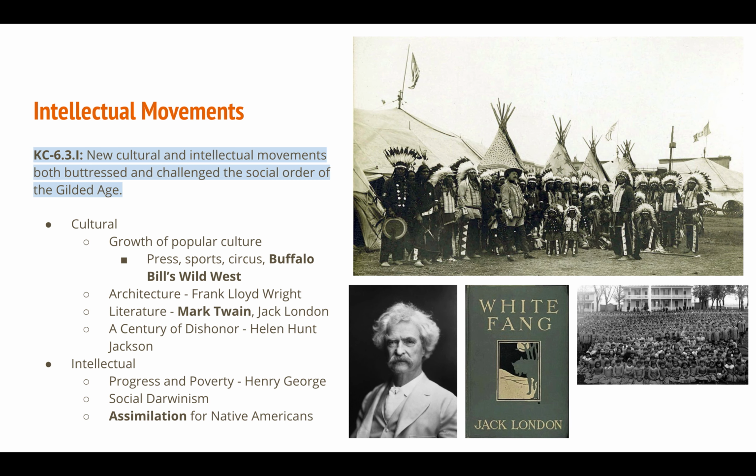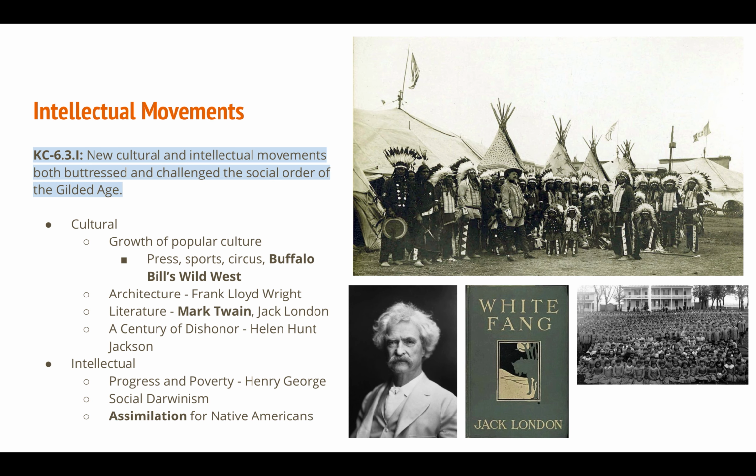So in intellectual movements, we have Progress and Poverty, written by Henry George. That was a book talking about how the cities and the way the current system was only going to lead to poverty for those who were at the very bottom. With social Darwinism, we talked about Herbert Spencer applying the ideas of Charles Darwin to people. And finally, the assimilation movement for Native Americans with Indian schools.